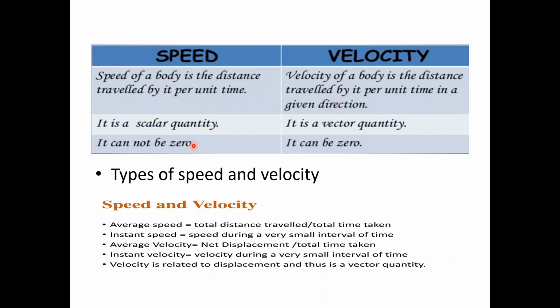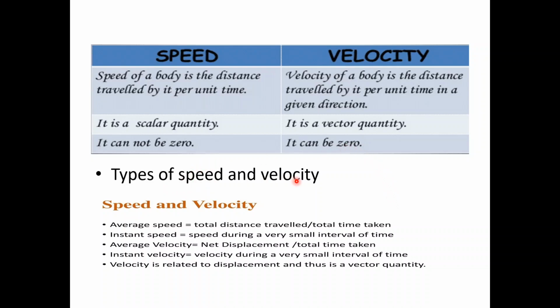Speed is a scalar quantity, velocity is a vector quantity. Speed cannot be zero as long as the object is moving, but velocity can be zero. How can it be zero? You are throwing a ball upward. After reaching maximum height, what do you observe? It falls down. When you throw it, the velocity goes on decreasing and becomes zero. As soon as the velocity becomes zero, it starts falling due to acceleration due to gravity. So velocity can be zero.